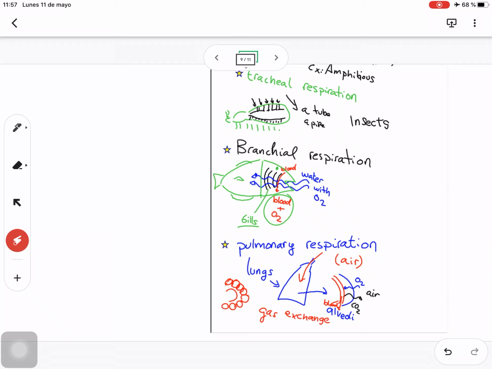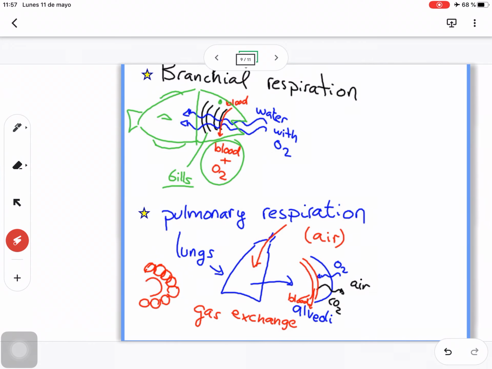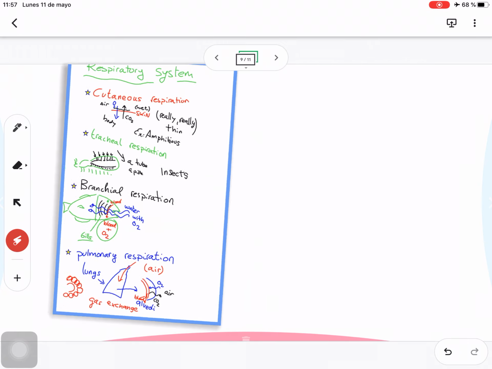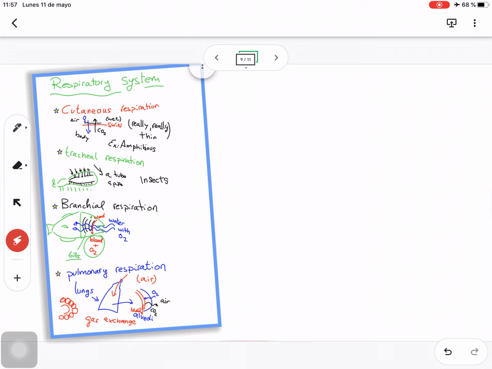What is the gas exchange? In the air there is oxygen, but there isn't carbon dioxide. So the oxygen from the air enters the blood, and the carbon dioxide from the blood exits to the air, like an exchange. They are trading gases.